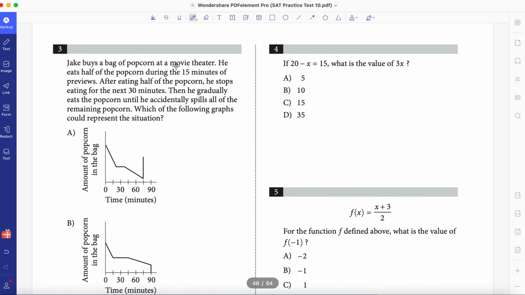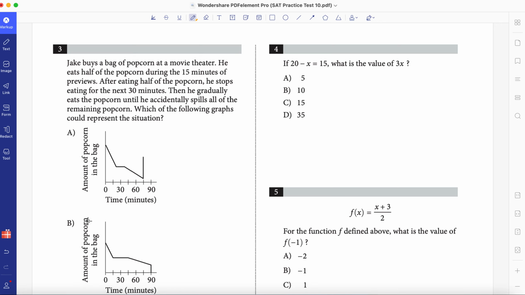We have Jake buys a bag of popcorn. He eats half of the popcorn during the first 15 minutes. After eating half the popcorn, he stops eating for the next 30. So far, he's going to eat for the first 15 minutes, and then for the next 30 minutes, he's not going to eat. Then he gradually eats the popcorn until he spills all of it on the floor. Which of the following graphs could represent the situation?